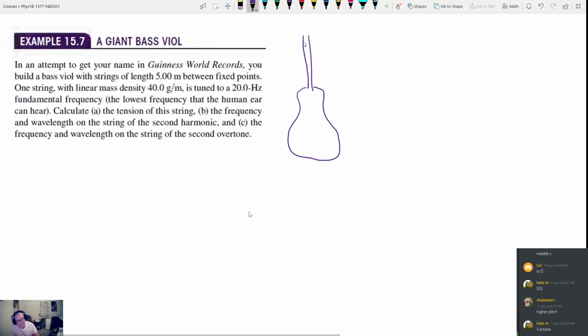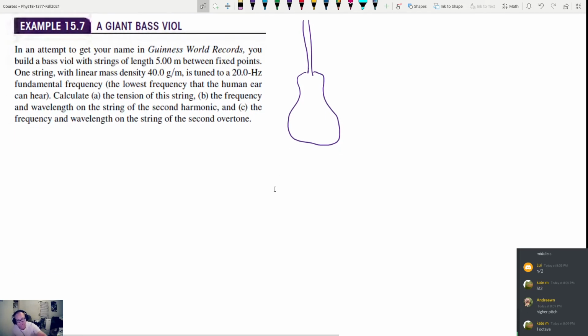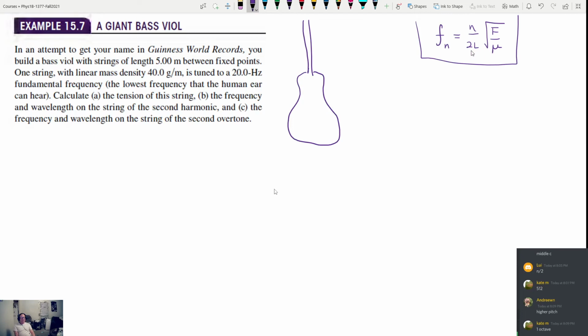Oh, I'm sorry. I left something else out. We can do it right here. So we got a second ago that the nth frequency is n over 2L times the square root of F over mu. I wanted to talk about this equation for just a second again. We just saw the effect of L. By shortening the string length, you get a higher frequency. What's the effect of increasing the tension? By increasing the tension in the strings, you get a higher pitch.